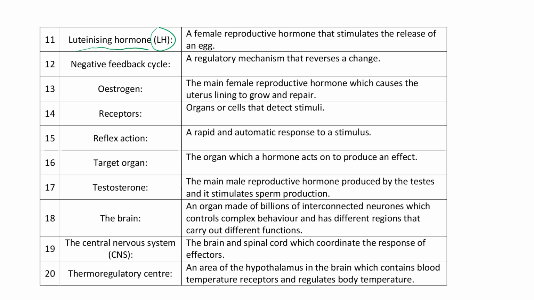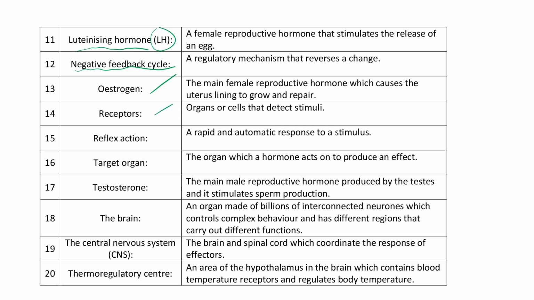A regulatory mechanism that reverses a change, right? So if you get too hot, your body cools you down. Negative feedback. The main female reproductive hormone which causes the uterus lining to grow and repair: estrogen. Organs or cells that detect a stimulus: receptors, like your eyes, your ears, your finger, your skin.